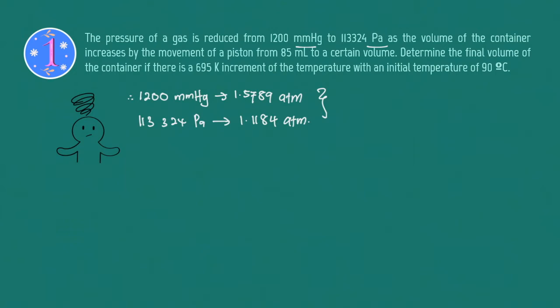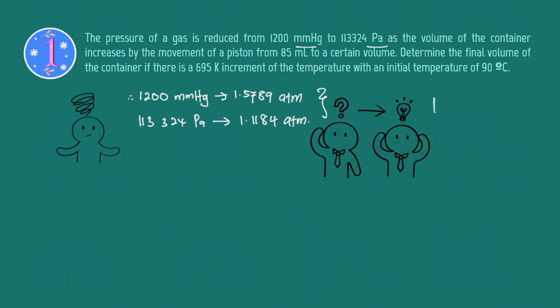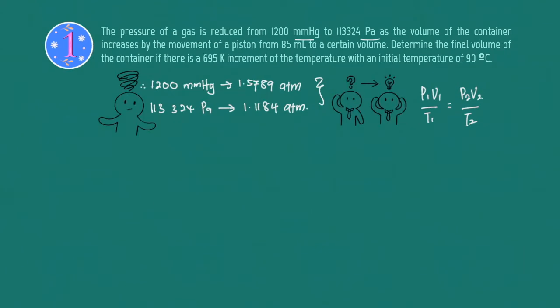So what is the next step? You need to decide what formula is suitable to answer this question. Since you were given the pressure, volume and also the temperature, the best formula to use is P1 V1 over T1 is equivalent to P2 V2 over T2. Since all of the other information is given already, we can just plug in the values. Now, let's calculate the final volume that we want.